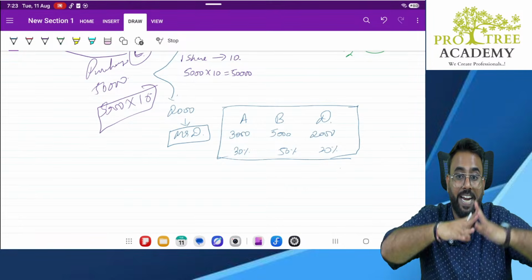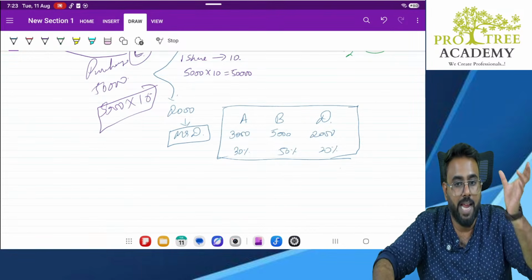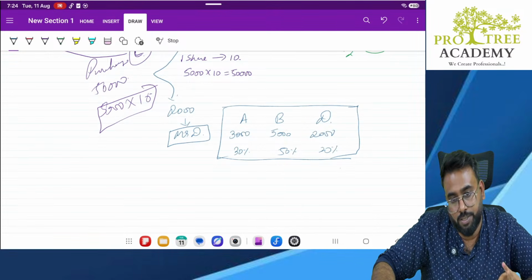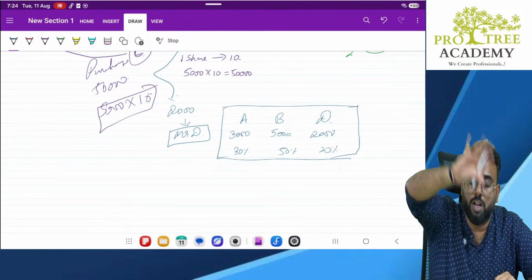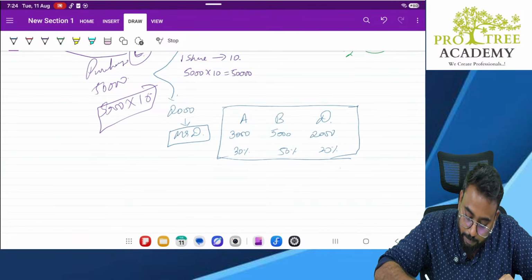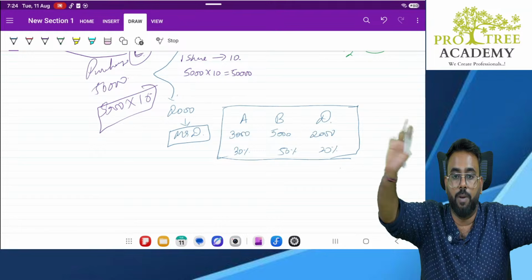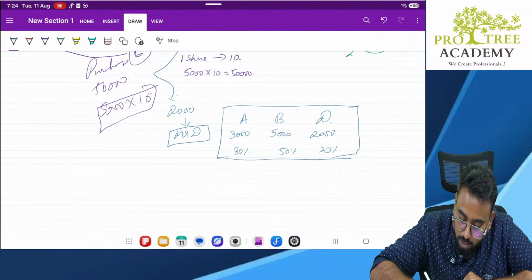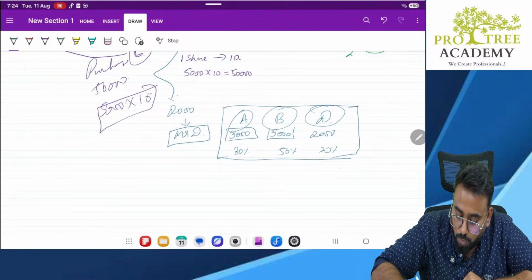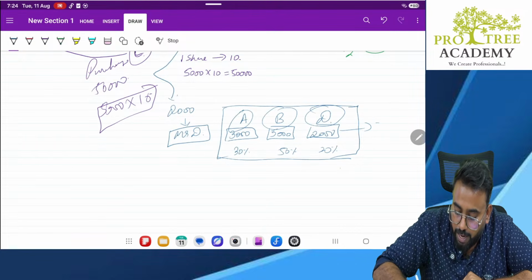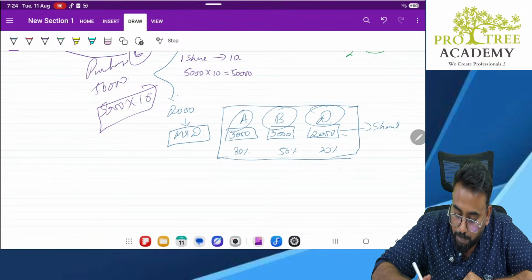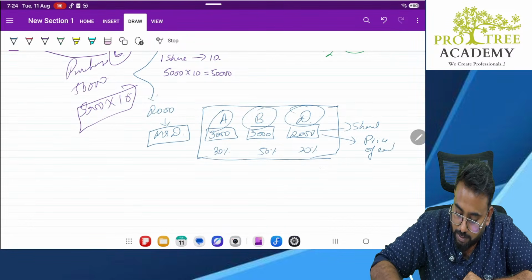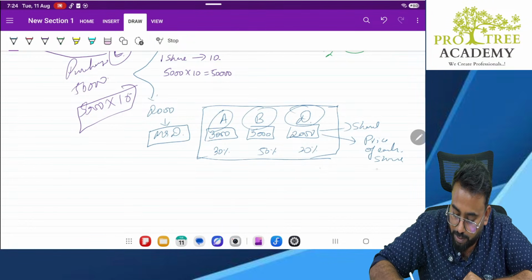Now, you understood why it is called share capital, because the capital is shared among the owners. Now tell me, who are all the owners of the company? A, B and D. All three people are owners of the company. Clear? So these are called shares. And when you multiply by the price of each share, then it becomes share capital.